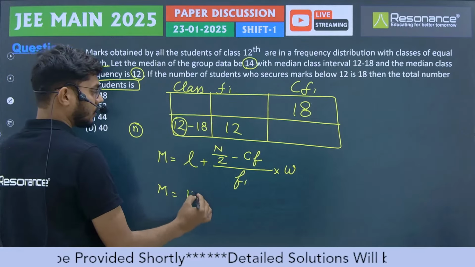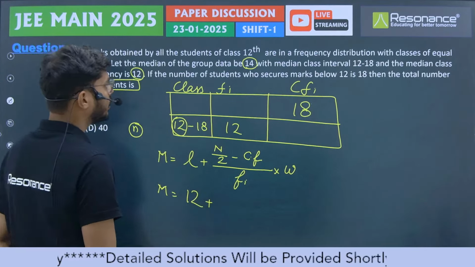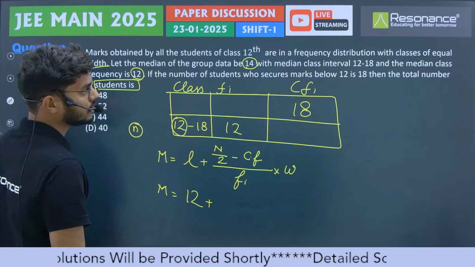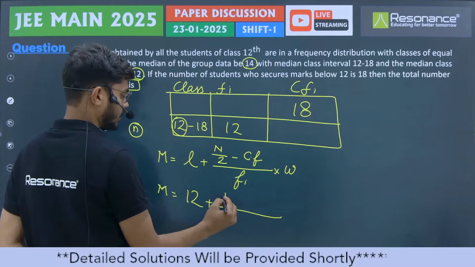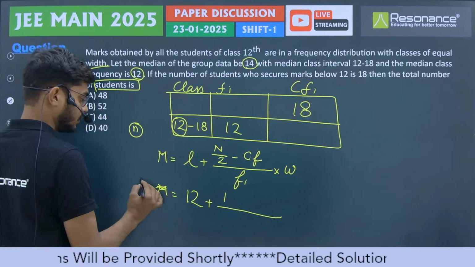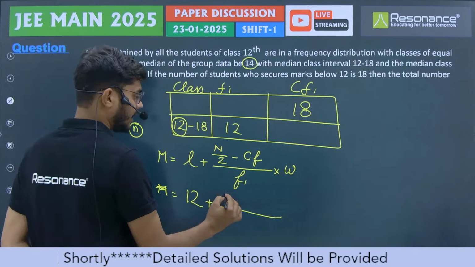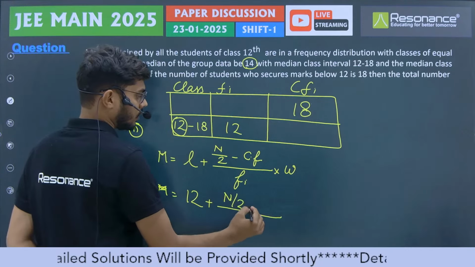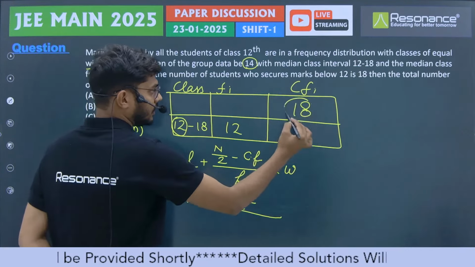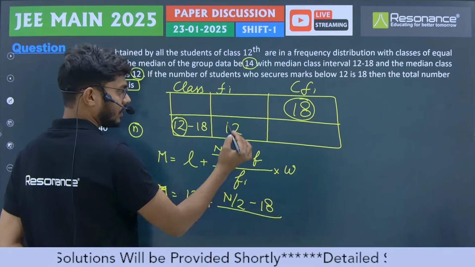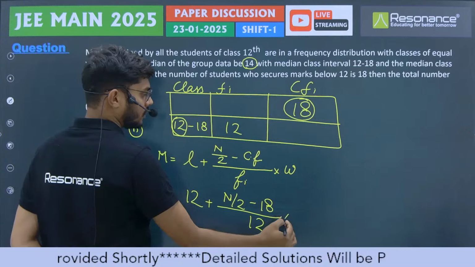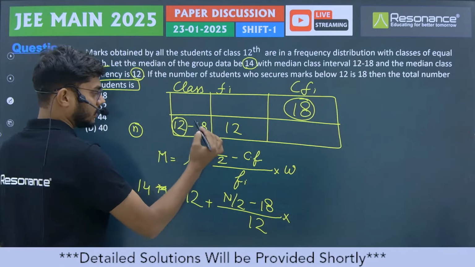L is given as 12. n by 2 is nothing but the median, which is given as 14. Median is given as 14. And I have to find n by 2 minus the cumulative frequency before that, which is given as 18. The frequency is given as 12. What is the width? Width is nothing but 6.